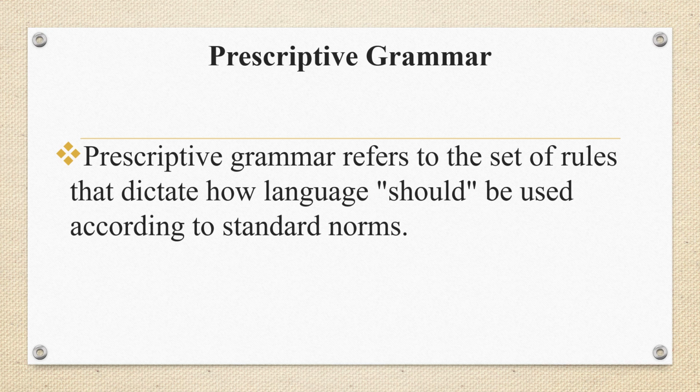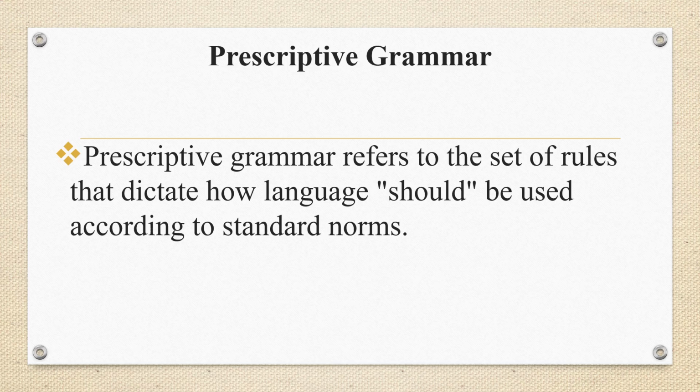This type of grammar is used to prescribe rules for correct language use, particularly in formal settings such as writing, in education, and official communication. So prescriptive grammar rules might insist that sentences should follow the subject-verb-object, that is SVO order in English, or that split infinitives should be avoided. So these are certain rules that we have to follow while using prescriptive grammar.